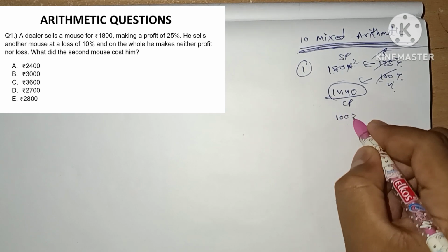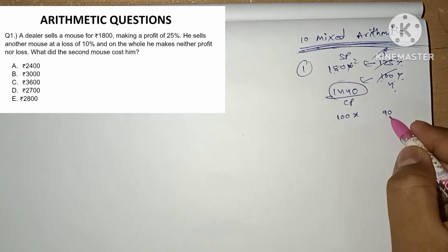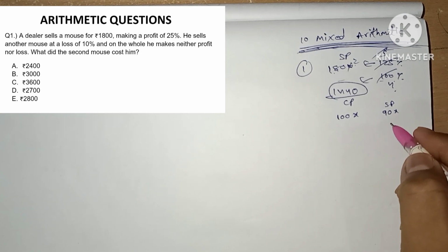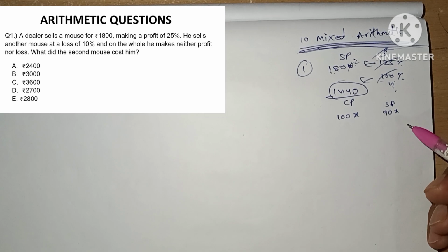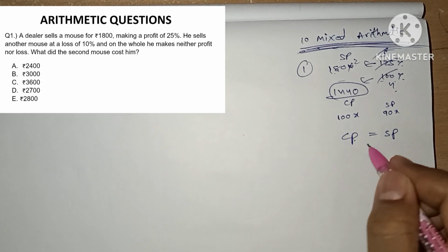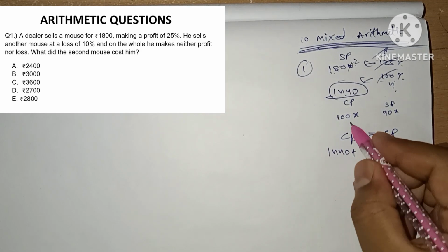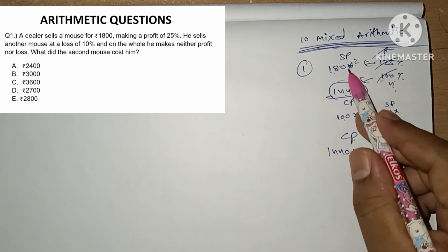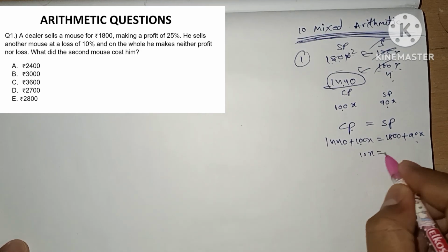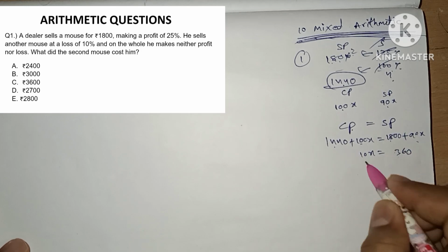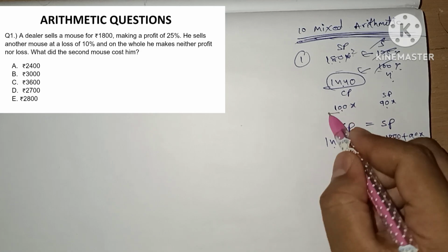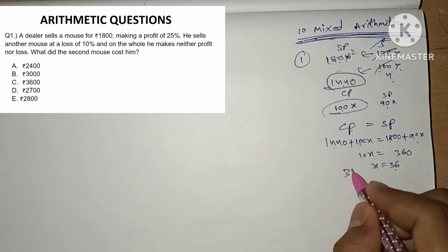So let's assume that the cost price is 100x and he made a loss of 10%, means he sells at 90%, 90x. And in the question it is said that on the whole he makes neither profit nor loss, means the total cost price equals the total selling price. So here we have cost price 1440 plus cost price 100x equals selling price, which is 1800 plus 90x. So the difference between these two is 10x equals the difference between these two, which will be 360. So x value will be 36. Now the question asked is to find the second mouse's cost price, this one 100x, which is 3600, is our answer.